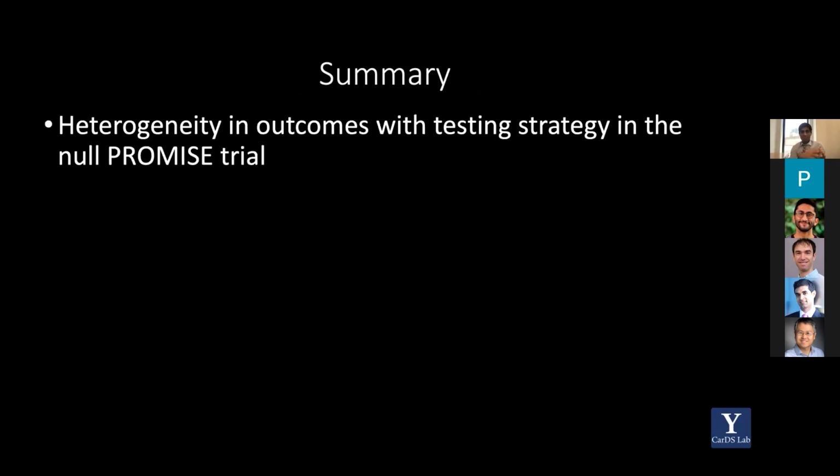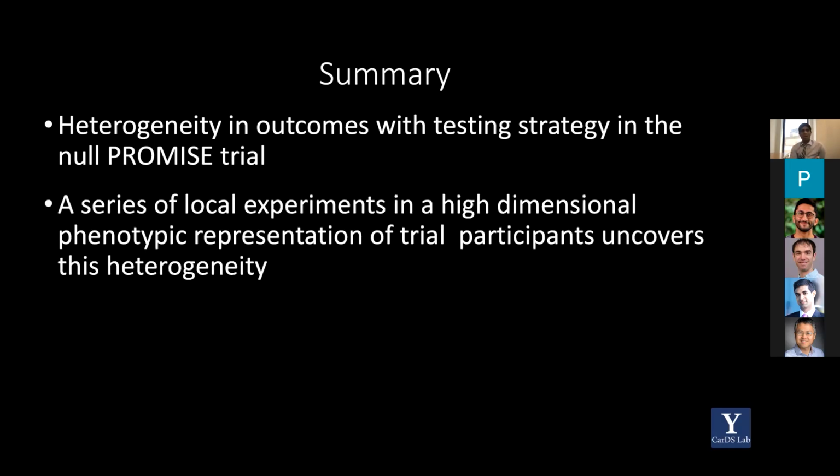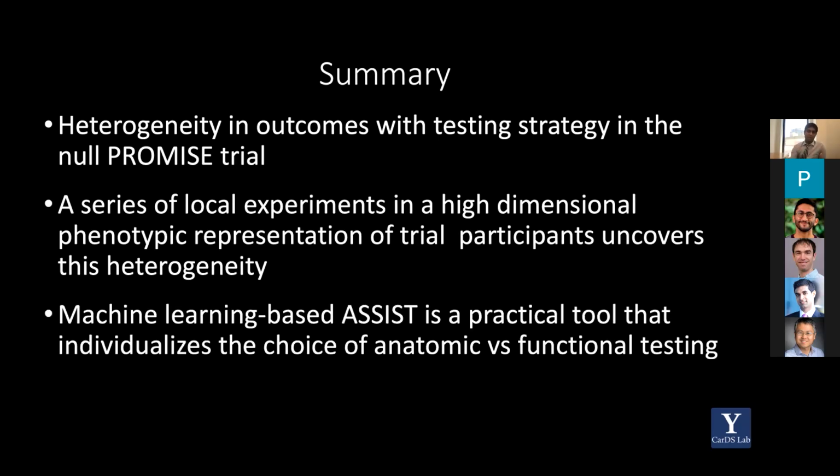So in summary, based on what I discussed, there is heterogeneity in outcomes with testing strategy in the null PROMISE trial, which was theoretically seen, but is now also seen empirically. A series of local experiments in a high-dimensional phenotypic representation can uncover this heterogeneity to a certain extent. And our tool is practical in that it individualizes the choice of anatomical versus functional testing, identifying people who would benefit more from one or the other, conditioned on hard outcomes.